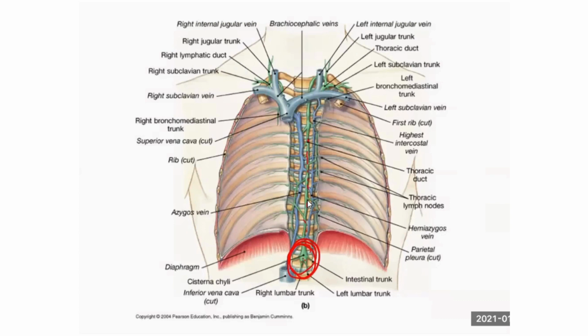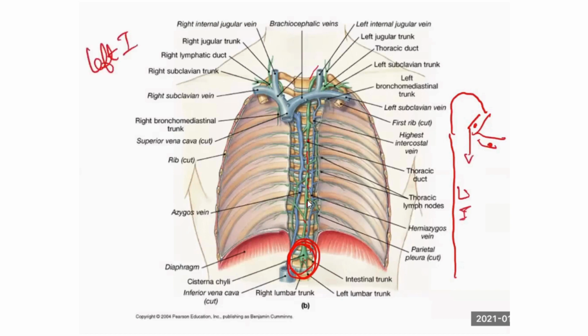It ascends above, crosses from right to left, and opens at the interval between the left internal jugular vein and left subclavian vein. This is the left internal jugular vein and left subclavian vein. The area of drainage of the thoracic duct contains lymph, but ultimately all the lymph should be poured into a venous channel. It opens in the neck.